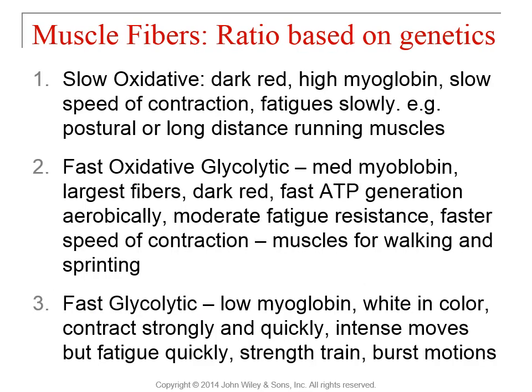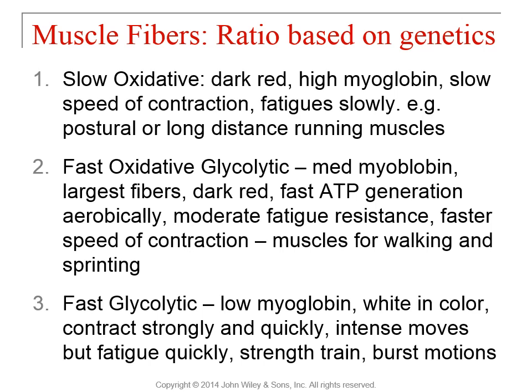Basically the ratio of what kind of muscle fibers that you have is all based on genetics. So unfortunately, what you're born with is what you're born with. You may have more slow oxidative muscle fibers than, say, the person next to you, or you may have less. This is not something you can change. Unfortunately, you're born with what you got. So very simply, there's slow oxidative muscles. These are your long distance running muscles or your endurance muscles. You tend to be dark red, high myoglobin, slow speed of contraction, fatigue slowly. It's going to be the slowest out of all three of them for ATP generation aerobically.